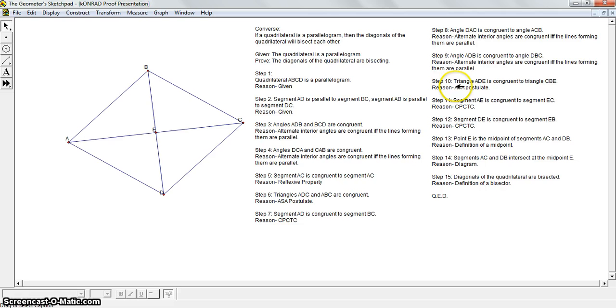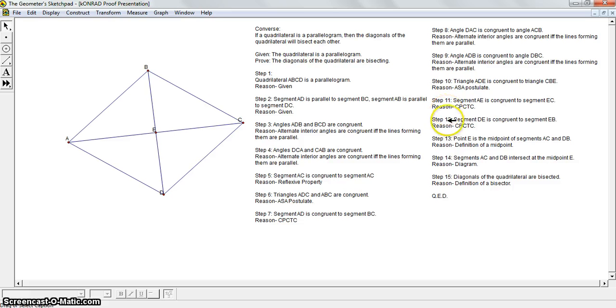So now step 10. So triangle ADE is congruent to triangle CBE, and the reason is the angle side angle postulate, or the ASA postulate. So now we move on to step 11. Segment AE is congruent to segment EC, and the reason is CPCTC.